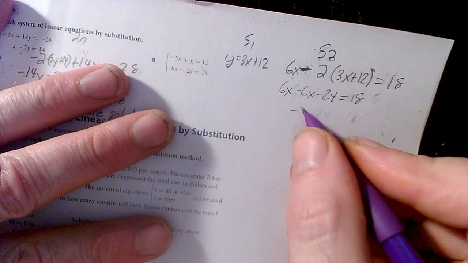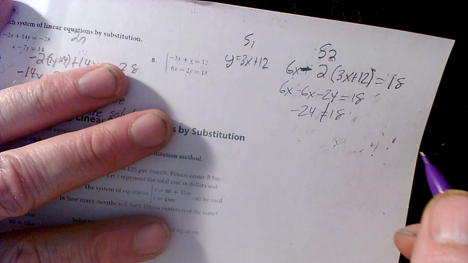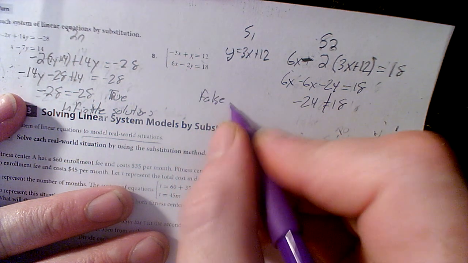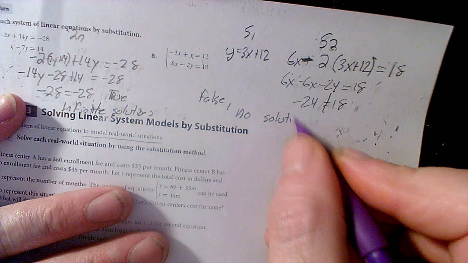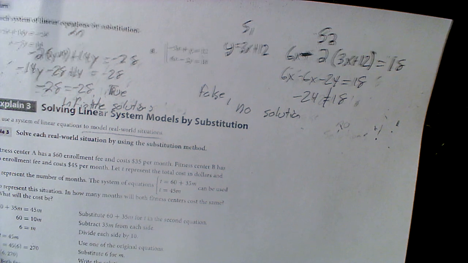These x's cancel out. I get negative 24 equals 18, but it does not equal 18. So it is false. This would be those parallel lines, and no solution. There it is. Alright, so we're going to show one of these down here.